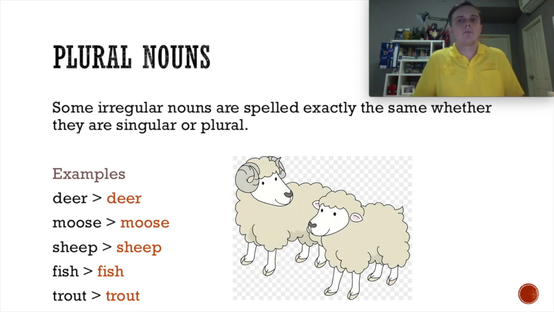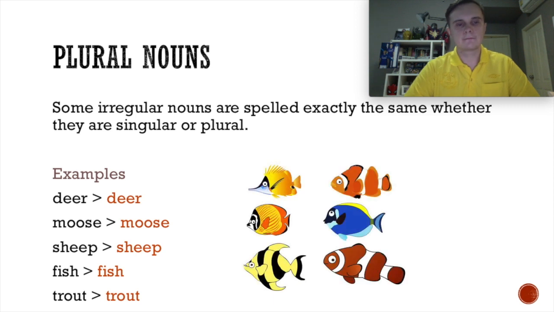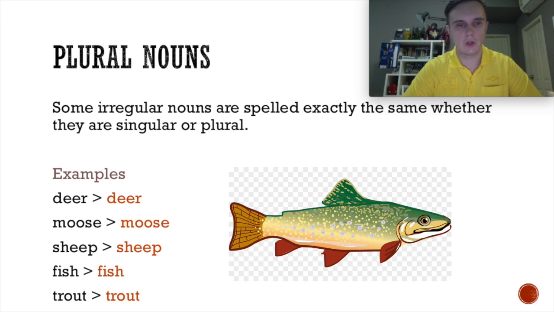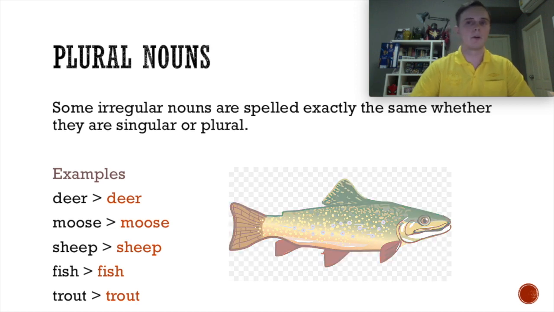Sheep, again, you've probably seen sheep before. I could say there's one sheep, I could say there's forty sheep. Fish, again, you might have one fish for your lunch, or you can see lots of fish in the ocean. Trout, trout is a species of fish. And again, one trout, five trout, doesn't matter. The noun is the same whether it is singular or whether it is plural.